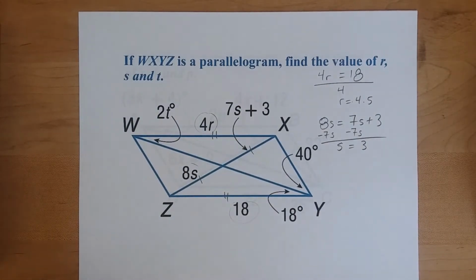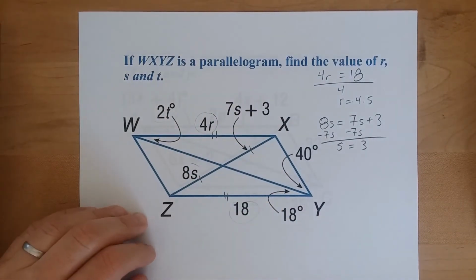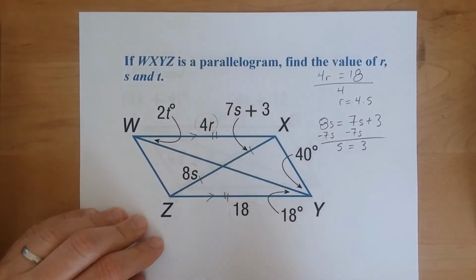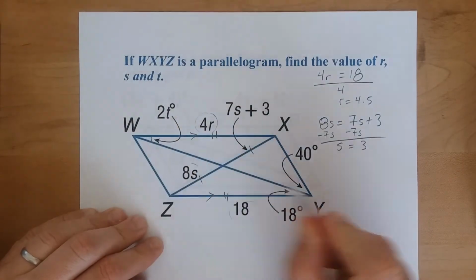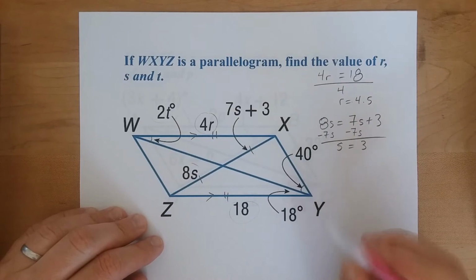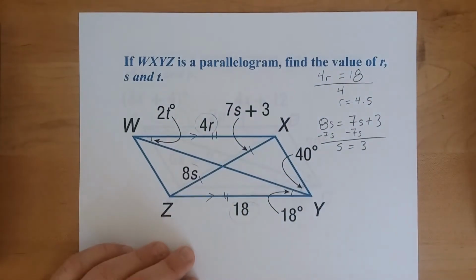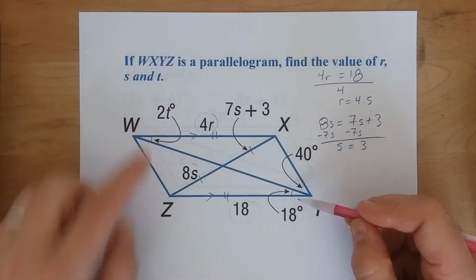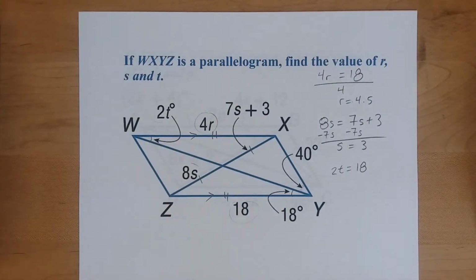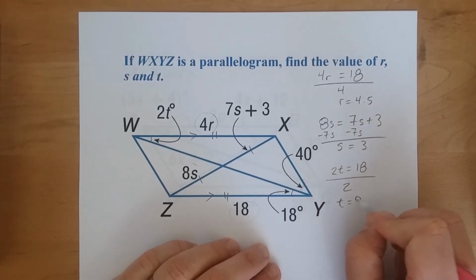Now T is part of this expression that represents this angle here. And if this is a parallelogram, and these sides are parallel, that makes these two angles congruent to one another. Oh, excuse me, I got the wrong angle. That makes these two angles congruent to one another because they are alternate interior angles. So I can see that 2T must equal 18 degrees. And I can divide both sides by 2, and I get T equals 9.